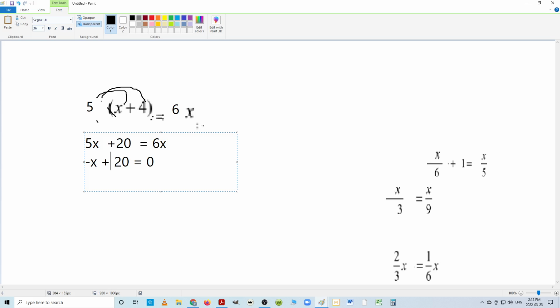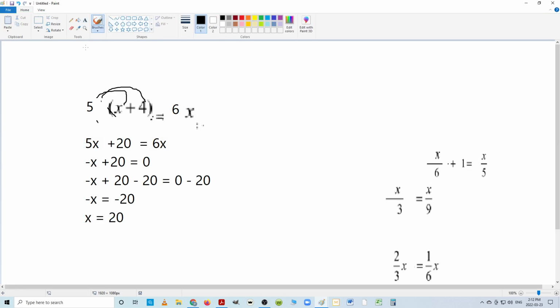And my next step will be to get rid of that 20 on the left side. So I'm going to subtract 20 on both sides. Always the secret, subtracting on both sides. And it's clear that I'm left with minus x, and these will cancel out. Minus x is equal to minus 20. When I divide by minus 1, it's clear x must be 20.